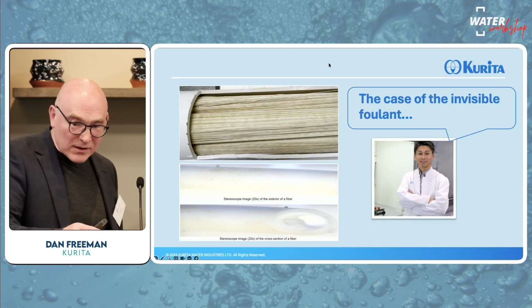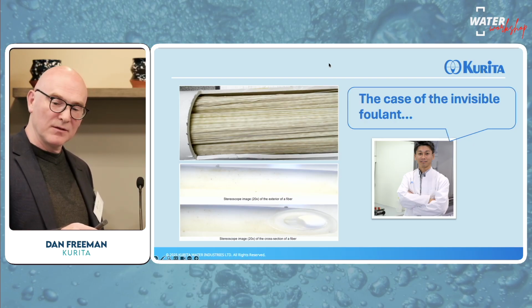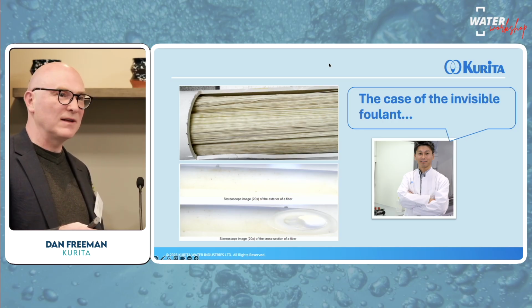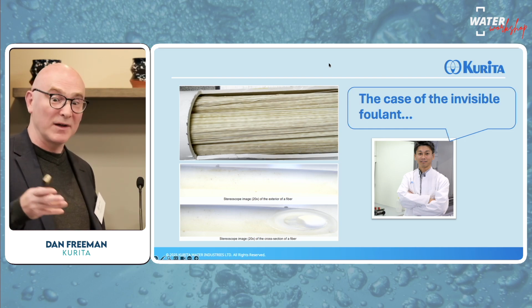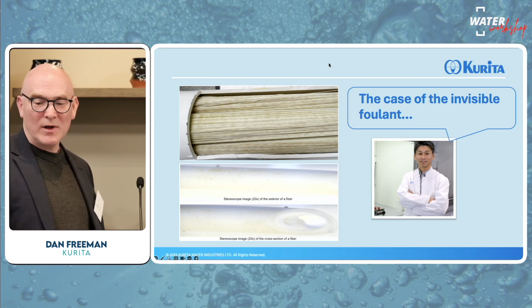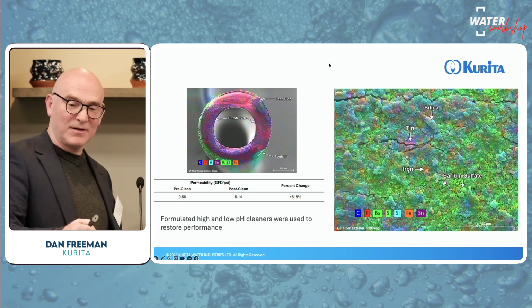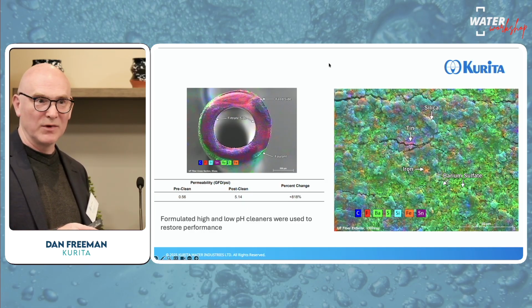This is a UF system. It had a very, very low flux. But when we opened up the membrane module and looked at the membranes, there was not that much there to see. And it looked like, given the performance of the membrane, we were expecting much more material on the membrane surface. When we looked at the CEI, though, you can see that there is a very uniform, consistent layer of material on the membrane surface.